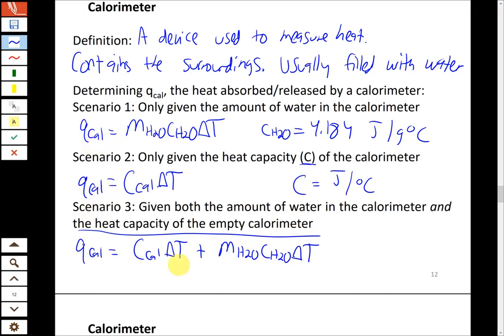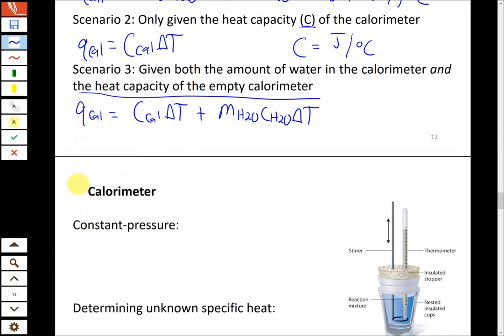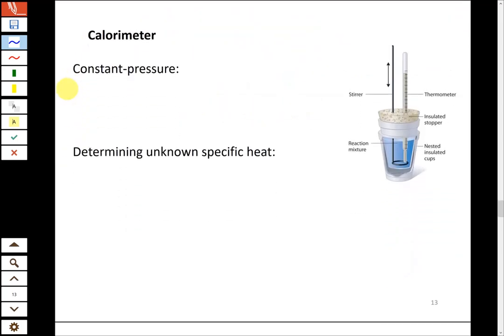All right, so it's no more than two terms. Sometimes it's only one term, but you have to read closely to figure out the way you want to approach that. All right, so that'll make more sense as we do some examples. But let's talk then about what a calorimeter looks like a little bit.